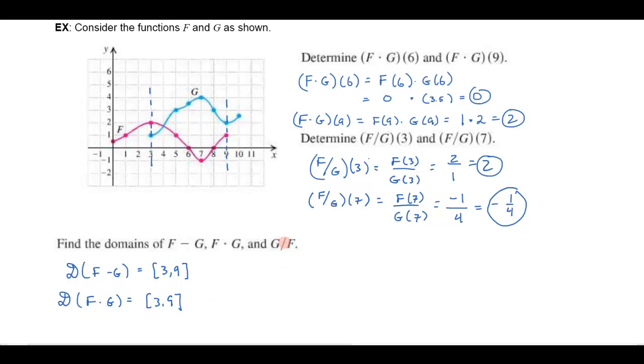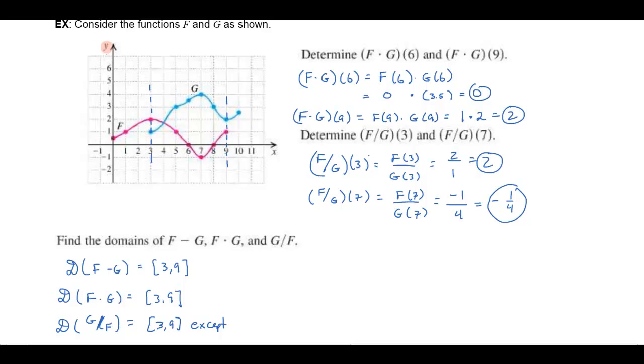And the only thing that would be different is if I look at g over f, oops, that's supposed to be a division bar there. Okay, so the domain of g over f, well, it's going to be 3 to 9, the interval from 3 to 9 again. But remember, I can't have the denominator be 0. And notice when I look at this function f, the output's going to be 0 at 6 and at 8. Okay, so I want to say here, except for x equals 6 and x equals 8. Okay, so x cannot equal 6 or 8.